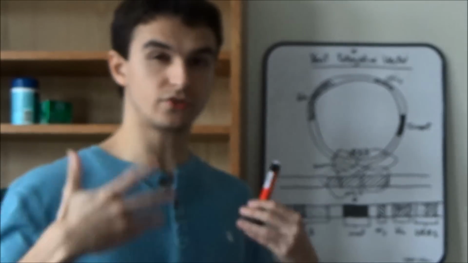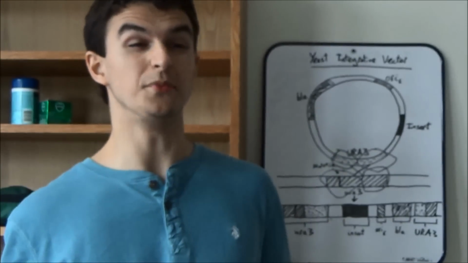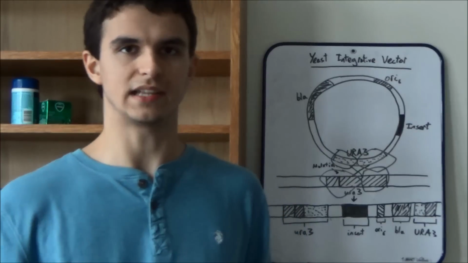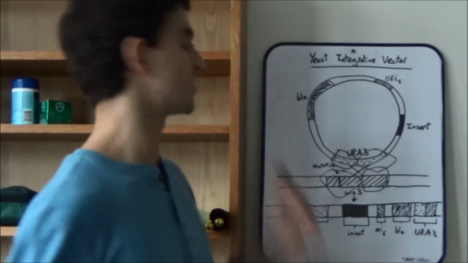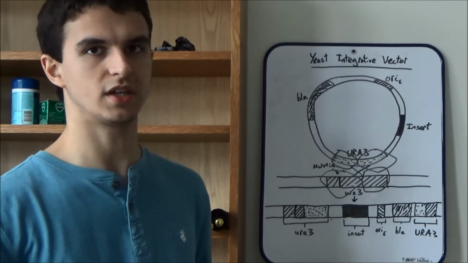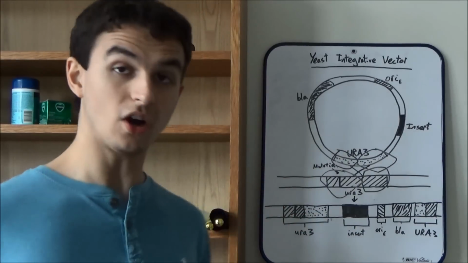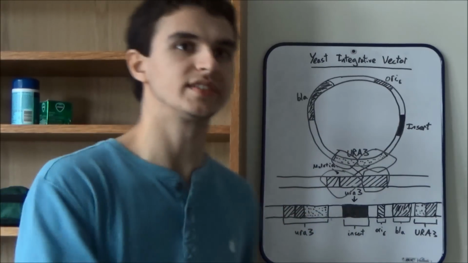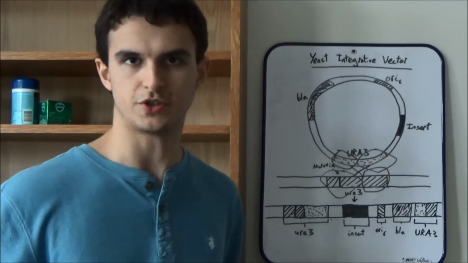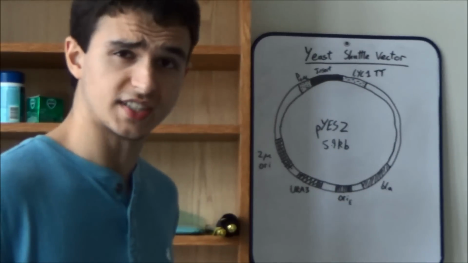And obviously if we grow these yeast cells on a minimal medium, we can select quite easily for ones that have integrated the plasmid into their chromosome, because they're the only ones that can survive. All the other ones will die because they need uracil for their survival, and they can't produce it. Okay, so that's one type of yeast expression vector.